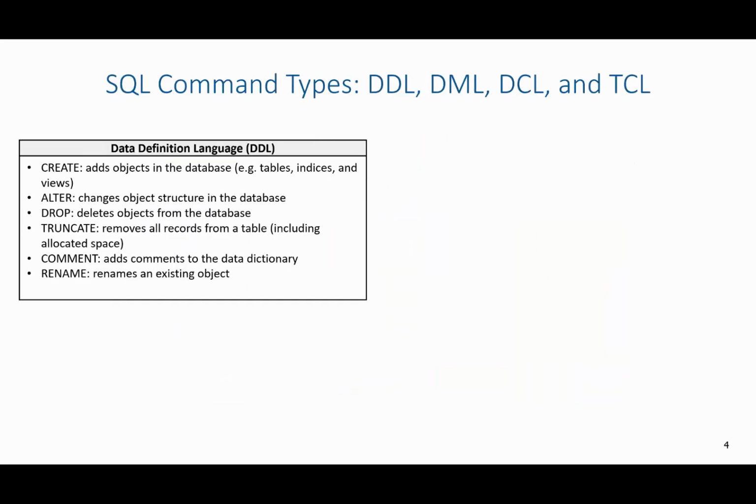There are 4 predominant languages as part of the SQL language. The first one is the data definition language, where we can create objects in the database. We can change objects using alter. We can drop objects, which removes them from the database. We can truncate objects, which removes all the data from a table and also resets the auto increment. We can add comments. We can rename an object. And this will be the primary focus of the next few videos.